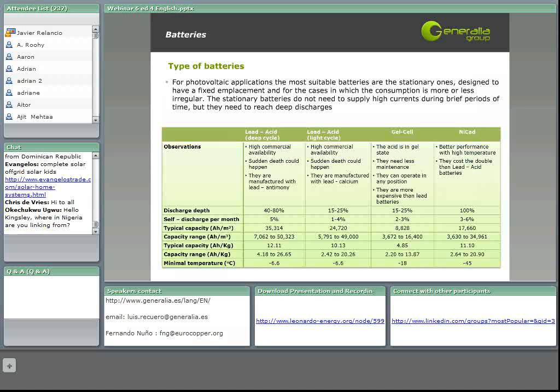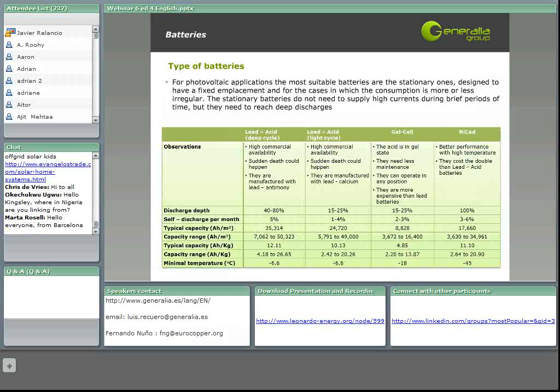So, talking about the type of batteries, we have to know that there exist several types in the market, but for PV applications, the most suitable batteries are the stationary ones. This type of batteries are designed to have a fixed emplacement and for the cases in which the consumption is more or less irregular. They are usually designed to reach deep cycles of discharge, but they cannot provide a very high current during a short period of time.